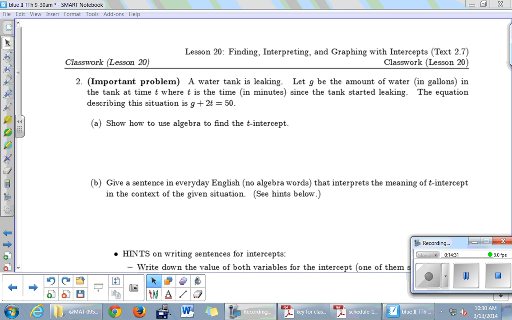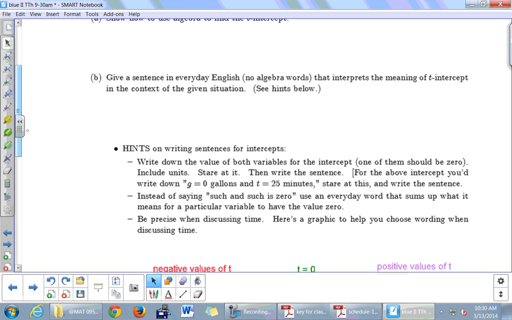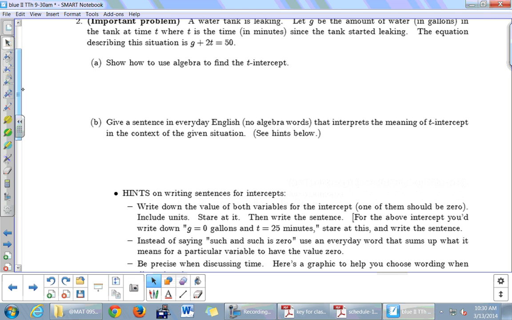So all of us are right now going to take a break, and we're going to look at part B to this leaking tank problem. And I first want to think about these hints that are given here for writing down a sentence to explain what an intercept means. So the first thing that I recommend doing is writing down the value of both variables. It's not just a single number, even though your answer to part A might have started with t equals 25. Even though it just says t equals 25, that's one of two numbers that are associated with that t-intercept.